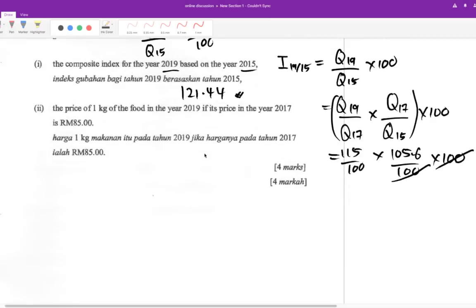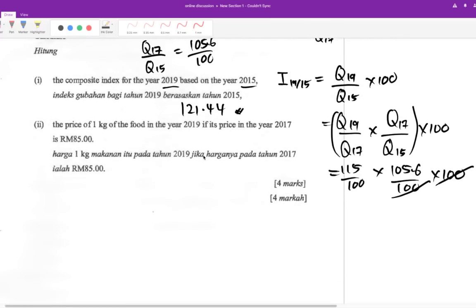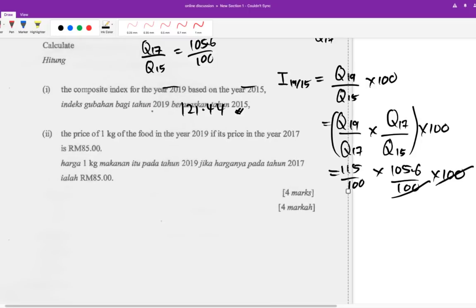Okay, so yeah, we got a composite index already. The question asks you to find the price of 1 kg of food in 2019. The price in 2017 is 85, so I will use back the same thing. This is the index number.